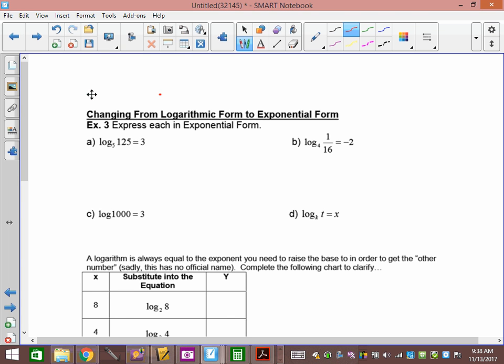Okay, if we converted these, it would be 5 to the 3 equals 125. Because the base of your log becomes the base of your exponent. What's with it doesn't stay with it. And then it equals what's beside. This one, the base of your log is the base of your exponent. What's with it doesn't stay with it. So negative 2 equals 1 over 16.